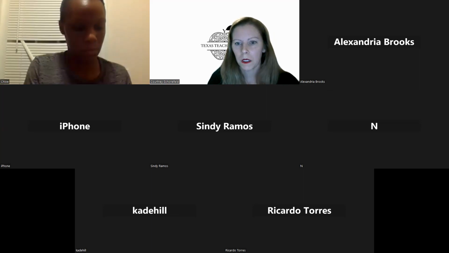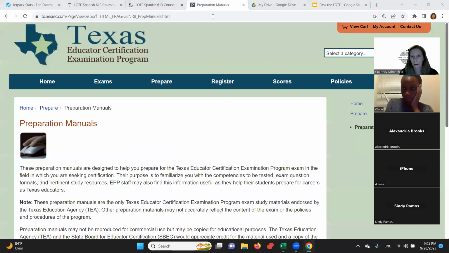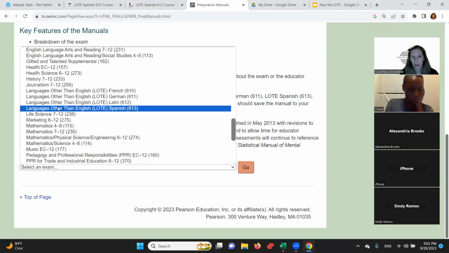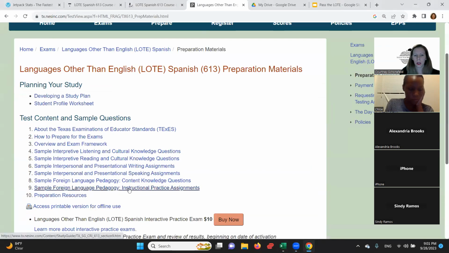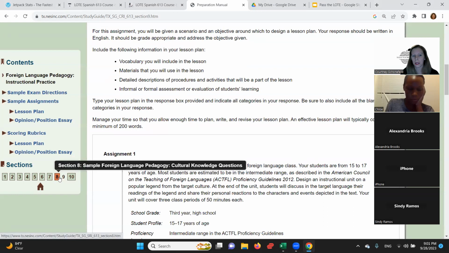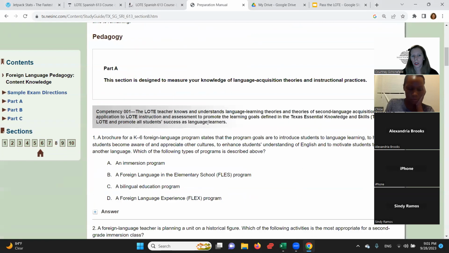We'll get started. So on the Texas NES-INC manual, which is totally free, it's on the same site where you go to register for the test. If you go in the Prepare tab, and then scroll down and click on LOTE Spanish 613. I think you'll find that a lot of the questions on the real test are very similar to this. So then you click on number 9, Sample Foreign Language Pedagogy Instructional Practices Assignments. Nope, this is the lesson plan. Never mind. It's number 8, the pedagogy questions.